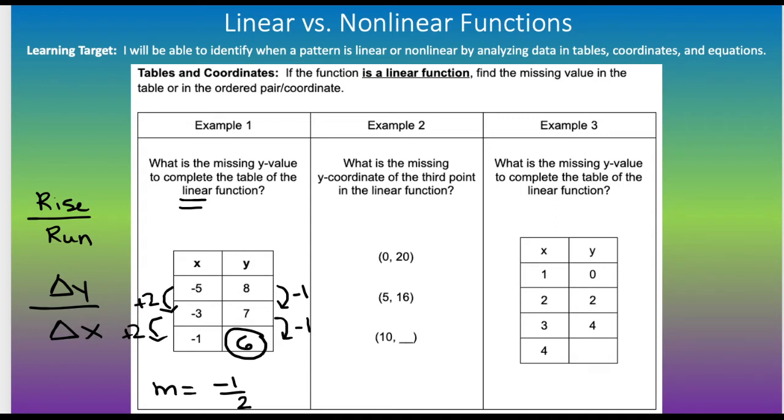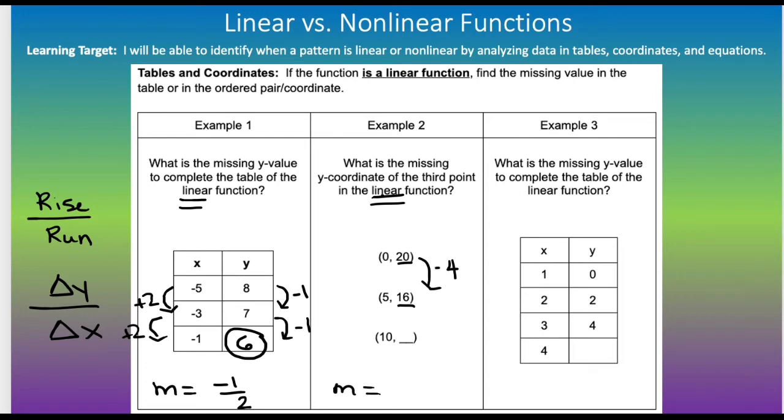Now we're going to look at example 2, which could be written in a table, but this time we have it written as coordinates. Okay, so once again, we know that it's linear. So we're going to figure out the rate of change or the slope. So let's first do the change in y coordinates. So I'm going to look at the 20 and the 6. To go from 20 to 16, I subtracted 4.